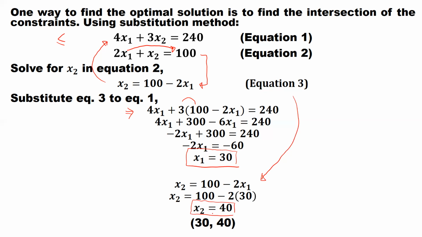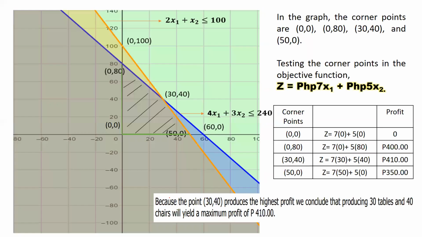So we can use these points to plot and determine the feasible region. So we have here, for the first constraint, that's 4x sub 1 plus 3x sub 2 less than or equal to 240, this blue line. So recall that the intercepts of this equation are (0, 80) and (60, 0).